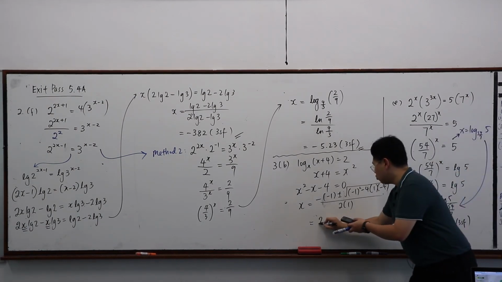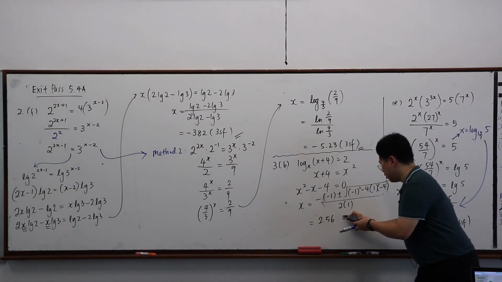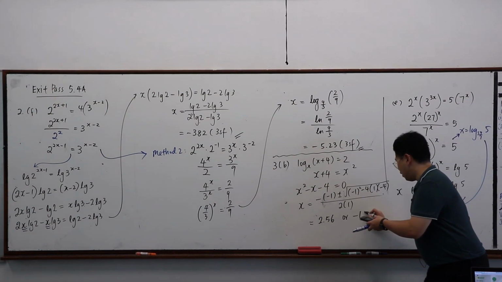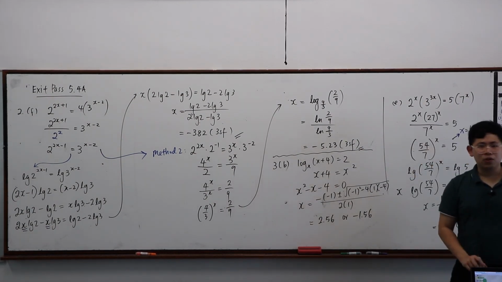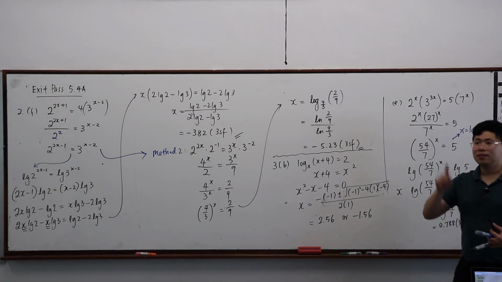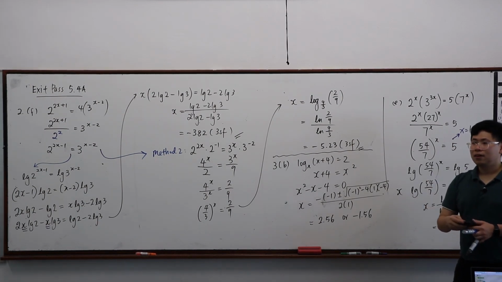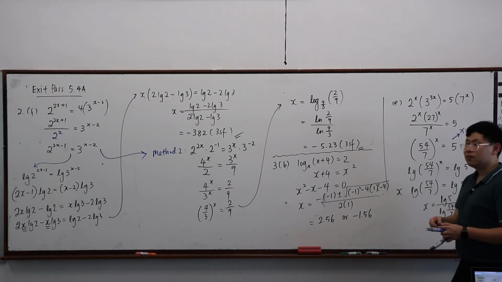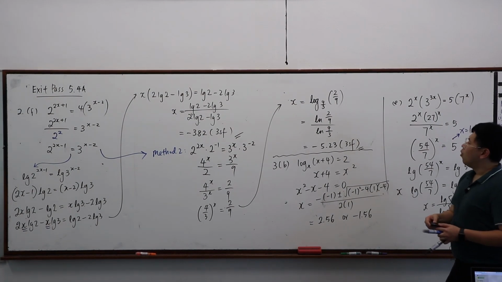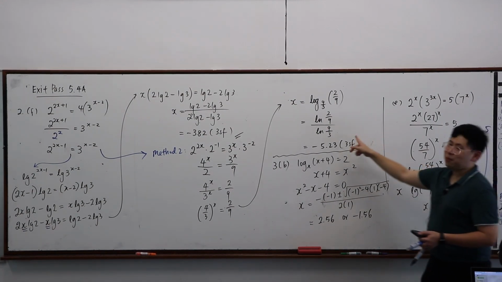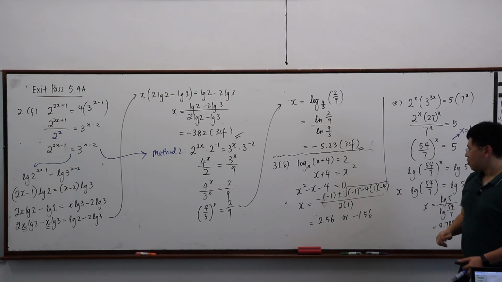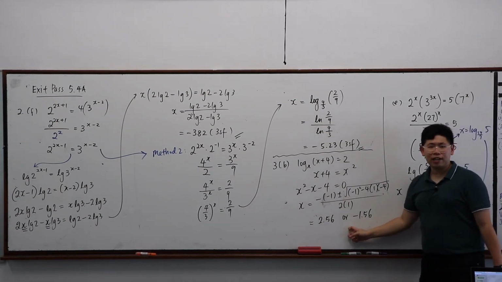Okay, so I have 2.56 or negative 1.56. Do we reject any of this answer? I typed the calculator wrongly? Which one? Oh, okay, so it's a calculator problem. Okay, but for this one, which one do we reject? Do we reject anything?